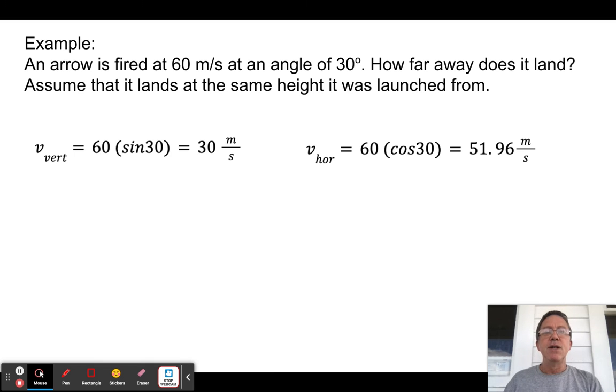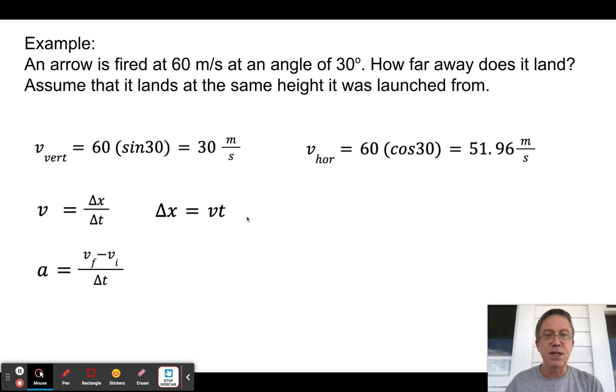Now, this is what I'm going to use to figure out the horizontal distance. This is what I'm going to use to find the time because it's the vertical values that determine the time. So again, if I want to solve this here for the horizontal distance, I've got VT. I know V, but I don't know T. So I'm going to use this one here to find T.